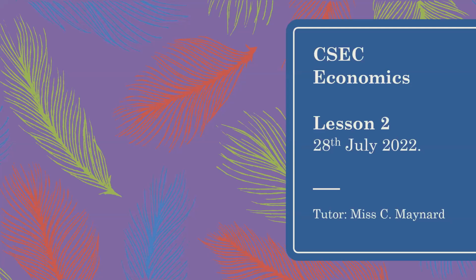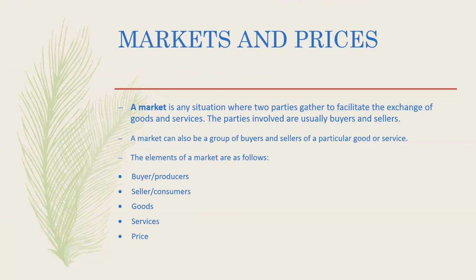So markets and prices. A simple definition of the market, on the screen, is a situation where two parties gather to facilitate the exchange of goods and services. The parties involved are usually buyers and sellers. We are also saying that a market can be a group of buyers and sellers of a particular good or service. The elements of a market are as follows: buyers/producers, sellers/consumers, goods, services, price. All right.